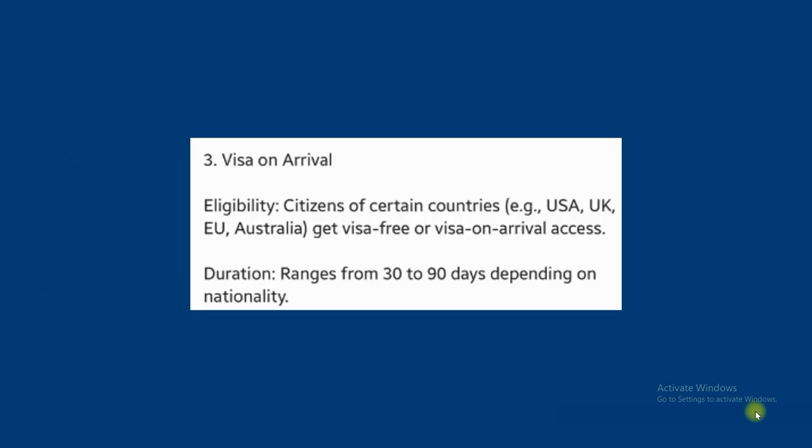Next visa is visa on arrival. So who is eligible for this visa? Citizens of certain countries, for example USA, UK, EU and Australia. Here EU means European countries or European Union. People of these countries have the benefit of visa on arrival. It means they don't need to take a UAE visa before coming to UAE. They will take the visa after coming to UAE. Here also the common durations are 30 to 90 days depending on nationality.